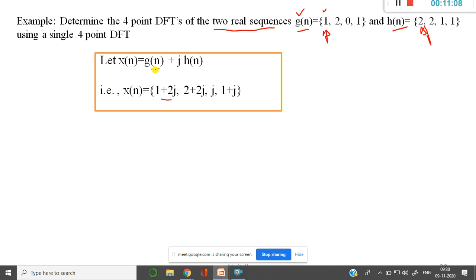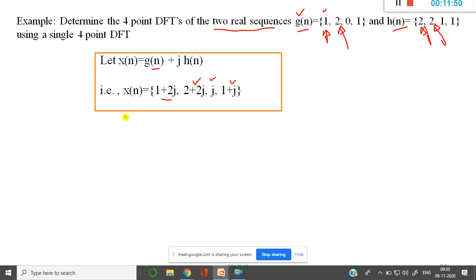Next, for n equal to 1, the element of g of n is 2 and the element of h of n is 2, so x of 1 is 2 plus 2j. Then similarly I write x of 2 and x of 3 values. Now this combined sequence I call x of n. I hope you got a clear idea of how we write x of n by combining g of n and h of n. Very simple and straightforward.